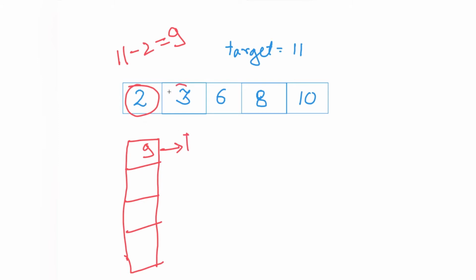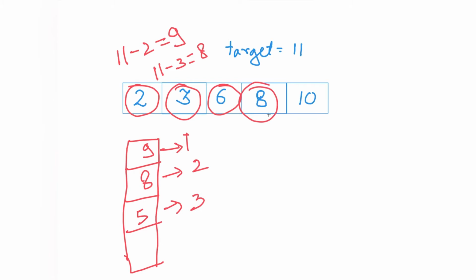Then you move to the next element. Check if 3 exists in the hash map. It is not. So 11 minus 3 is 8. You store 8, and you store the index. The index here is 2. And then you come to 6. Again do the same thing. It is not there in the hash map, so 11 minus 6 is 5. Store the index together with it, so the index is 3.